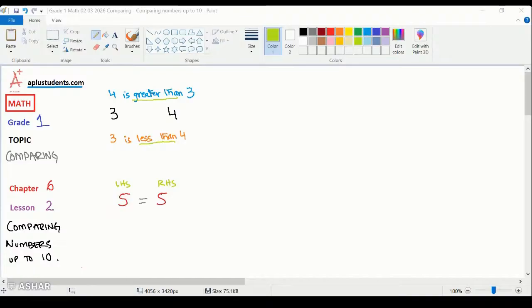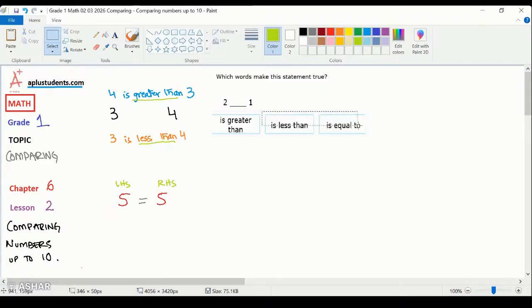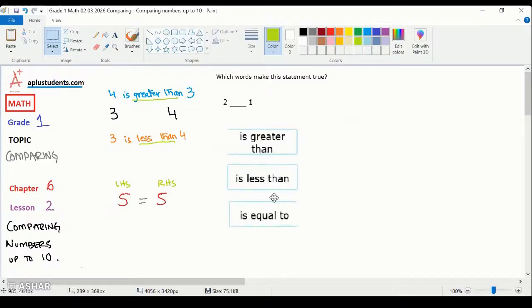Which word makes this statement true? If this is the first question given to us, they're asking us to compare 2 and 1, and we are given three options. Is 2 greater than 1? Is 2 less than 1? Or 2 equals 1? Which statement would make it true?